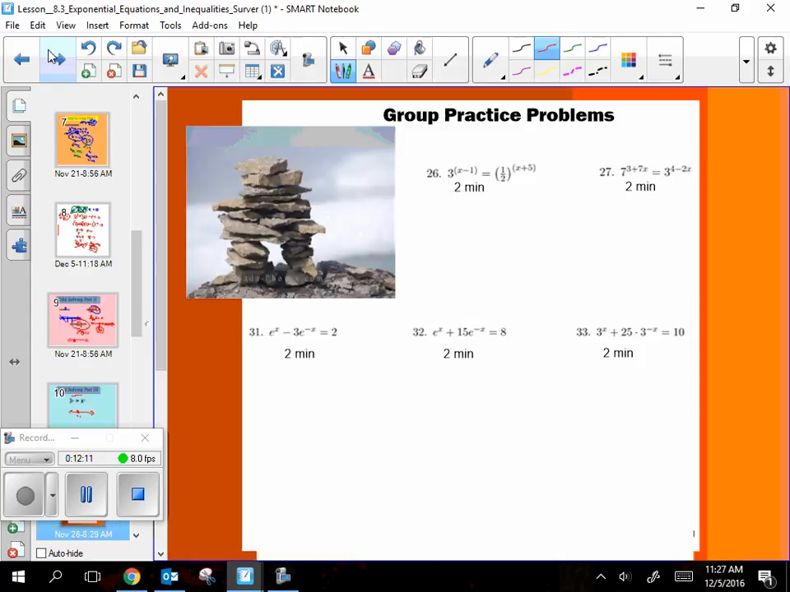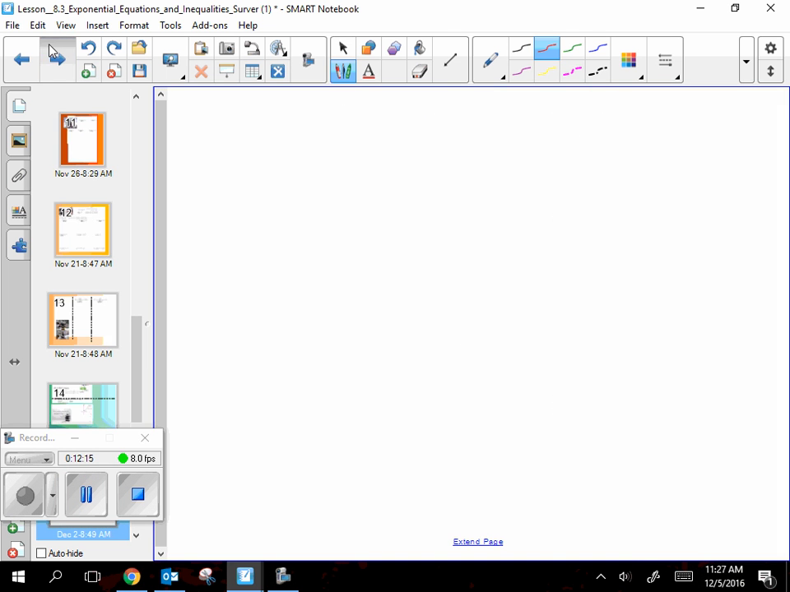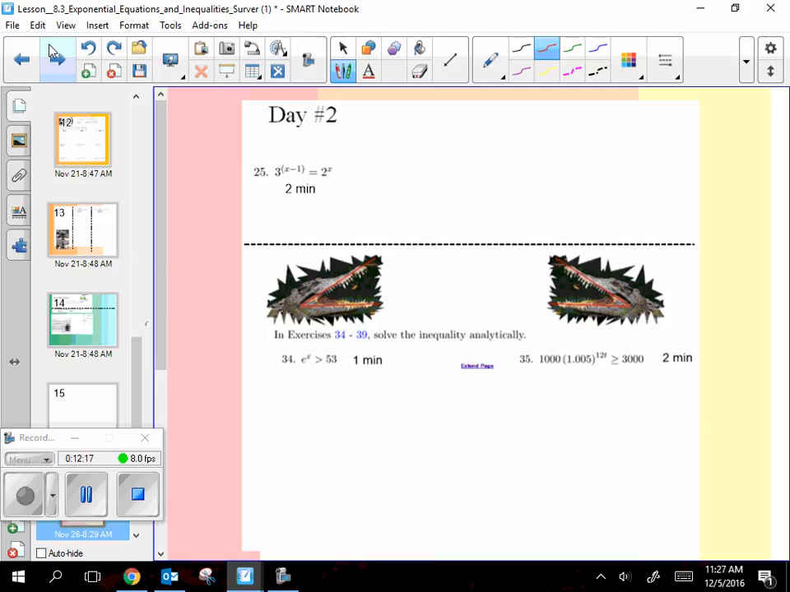All right. So I want to actually do a few with you here, just to start your homework. It's day 2 right here. And so let's look. Number 25. Do you get this has not nice bases to try to make the bases the same? Do you remember the technique then? Log of both sides.